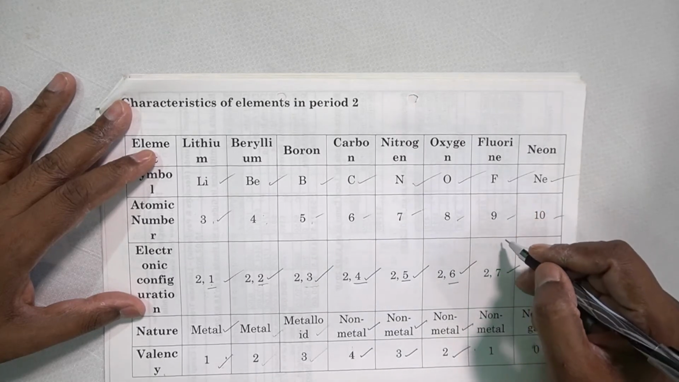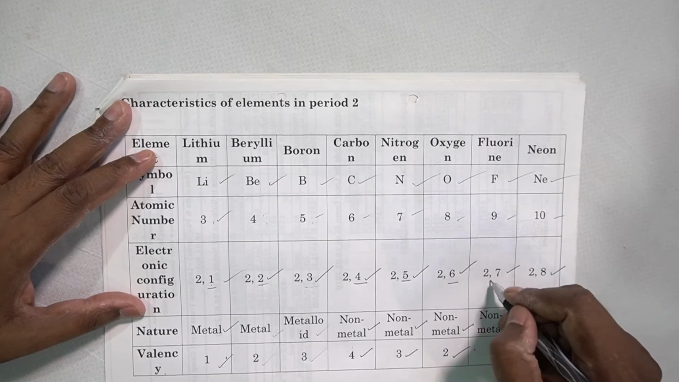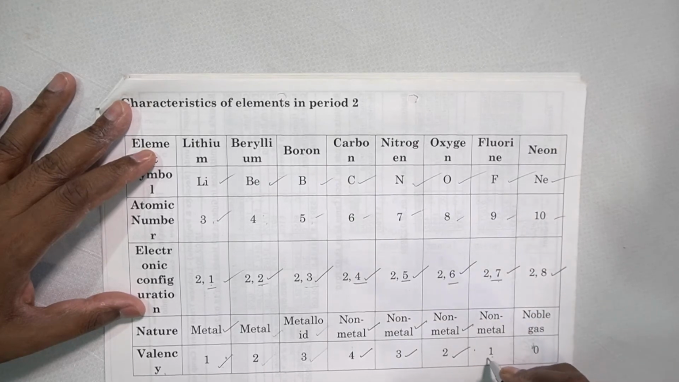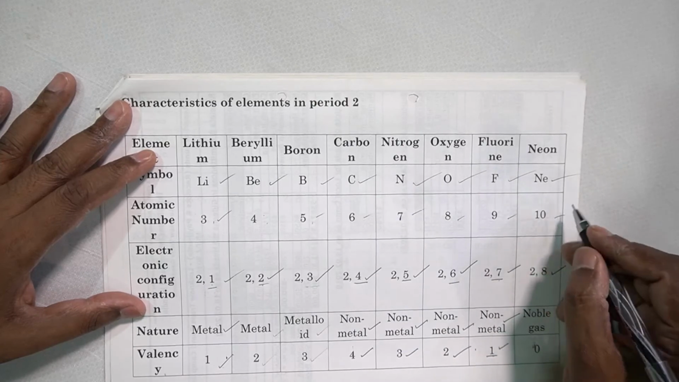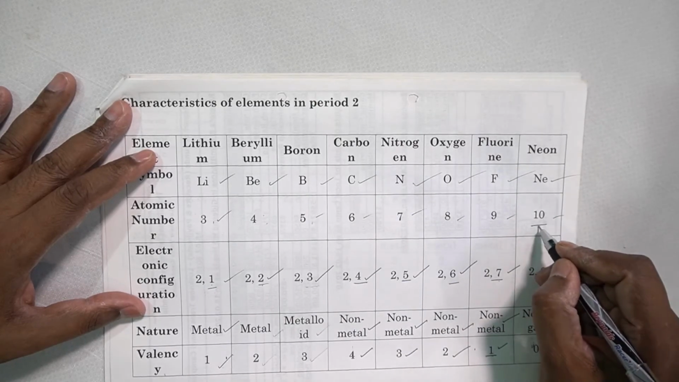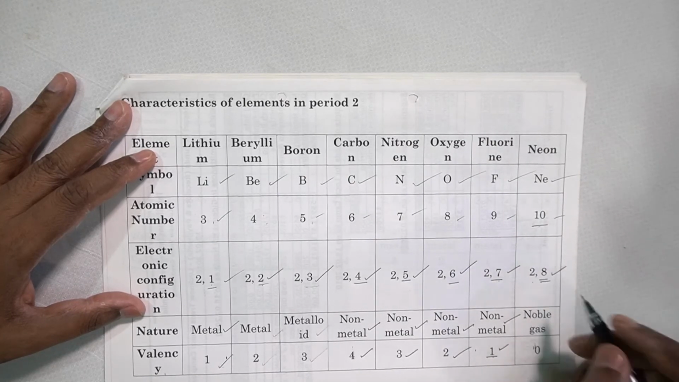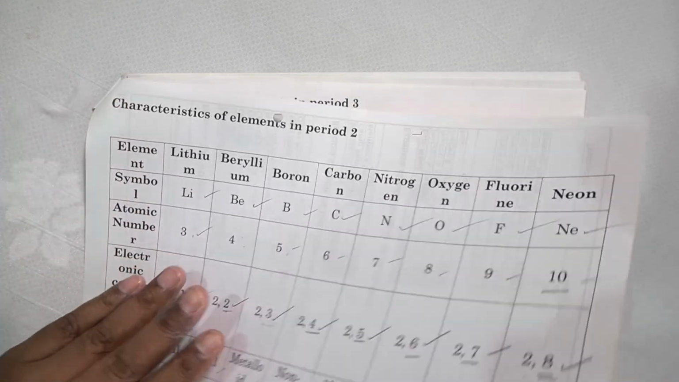And fluorine, atomic number 9, that is 9 electrons, configuration is 2, 7, valence electrons 7, it will gain or share 1 electron, so valency is 1, it's a non-metal. Noble gases, this is neon, 10 means 2, 8, the valence electrons are 8, complete outer shell, it's a noble gas and valency is 0. This is the third period.